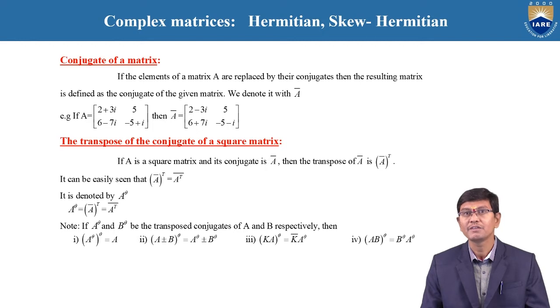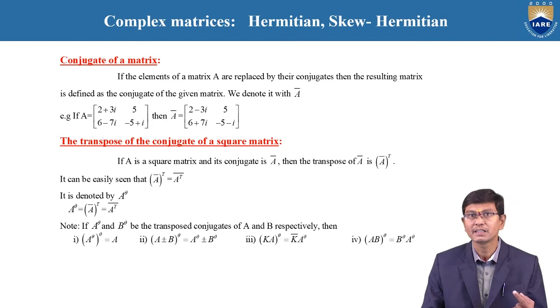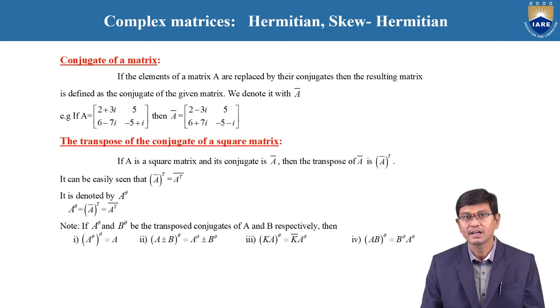Here, how do we define the conjugate of a matrix? If the elements of a matrix A are replaced by their conjugates, then the resulting matrix is defined as the conjugate of the given matrix. It is denoted by A bar. For example, consider a given 2 by 2 matrix: 2 plus 3i, 5, 6 minus 7i, minus 5 plus i.